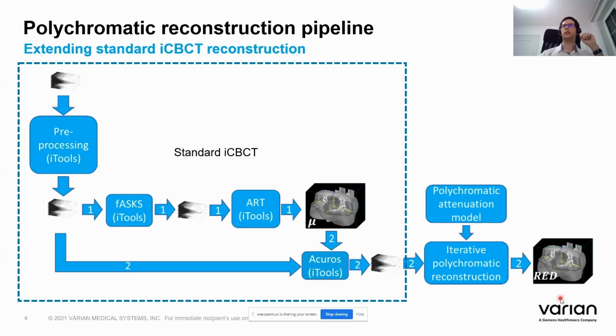Finally, we reconstruct the relative electron density volume by feeding the pre-processed and scatter corrected projection images into the iterative polychromatic reconstruction. In the following slides, I will show you the results obtained with the polychromatic CBCT reconstruction described here.